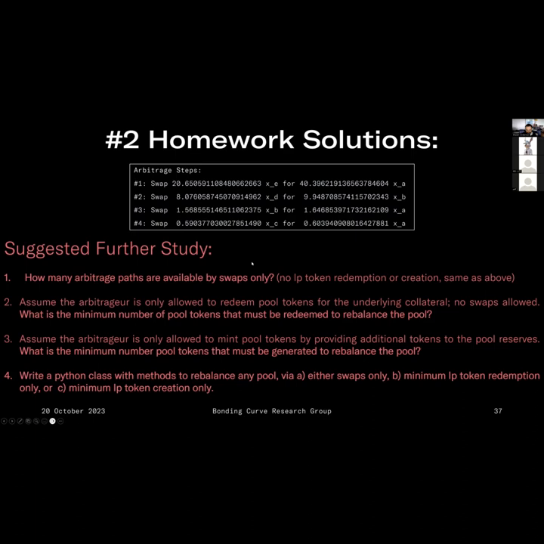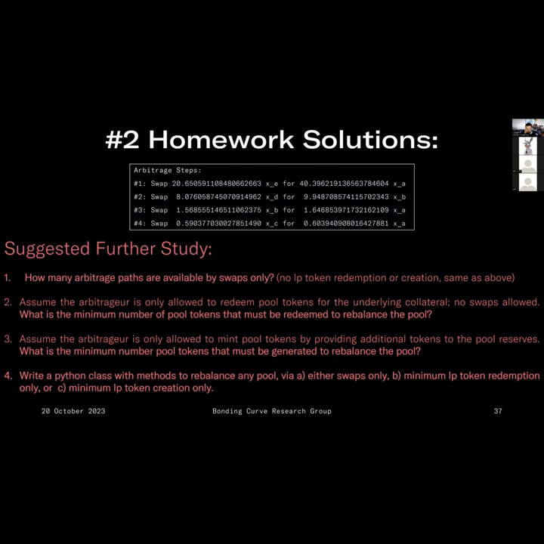And then moving on, what if the arbitrageur, the person who is rebalancing this pool, is only allowed to redeem pool tokens, right? Remember in the case that I showed you in the first lecture, if you've got pool tokens in this system, it's not like Uniswap where you have to withdraw both tokens simultaneously. You can withdraw any token by itself, and that causes the price to change. And so when we are looking at these arbitrage steps, we assumed that the overall pool size had to remain the same. But that assumption isn't necessarily true.